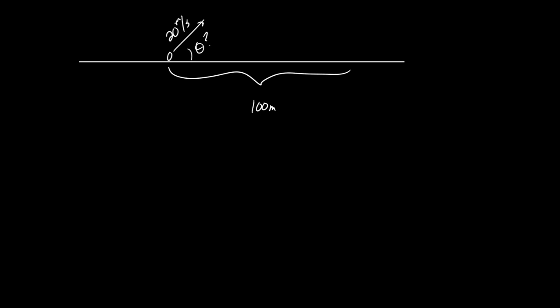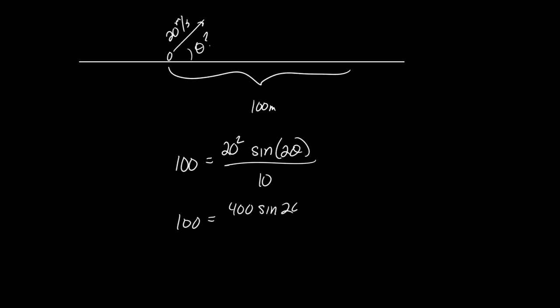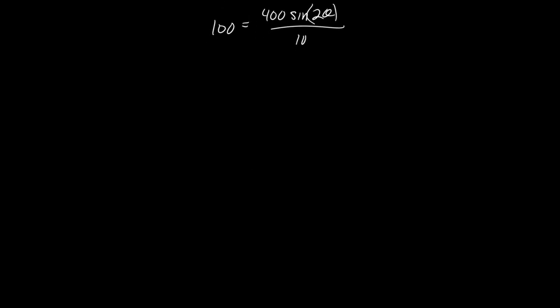Range equation again. I'll help you. 100 equals 20 squared sine 2 theta over 10. Every one of you reaching for your calculator, careful. I chose numbers that you shouldn't need calculators for. 100 equals 400 sine 2 theta over 10. Still trying to find our answer. 100 equals 40 sine 2 theta. 100 divided by 40 equals sine 2 theta.